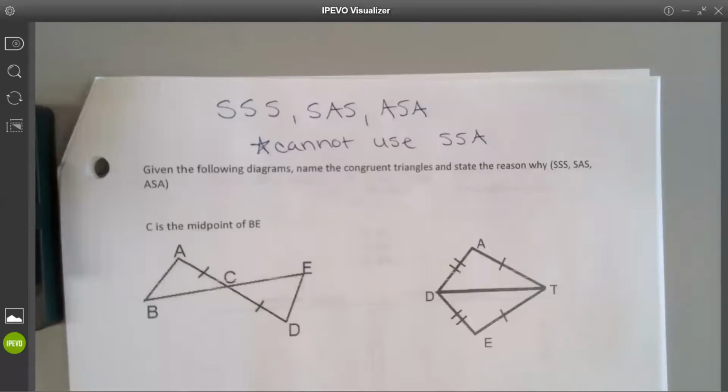But for the most part, if you are trying to prove triangles congruent and you're like, oh, that's a swear word, like that's a nope, can't use it.